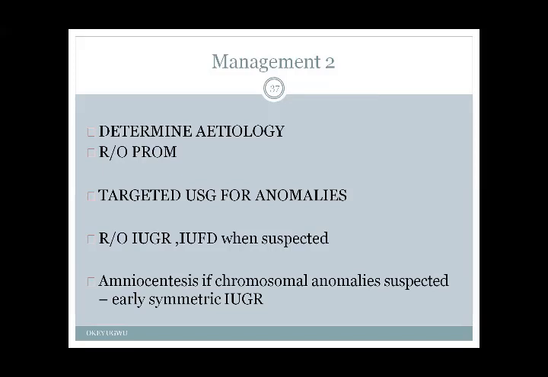Early symmetric intrauterine growth restriction can be present in cases of chromosomal anomalies. Always remember this. But in the cases of hypertensive disorders, which we encounter most often, it is asymmetric IUGR, where there is a brain sparing effect, where the vital organs are spared. In chromosomal anomalies, the differentiating point is an early symmetric IUGR, whereas in hypertensive disorders, we encounter IUGR in the later part of gestation with the brain sparing effect.